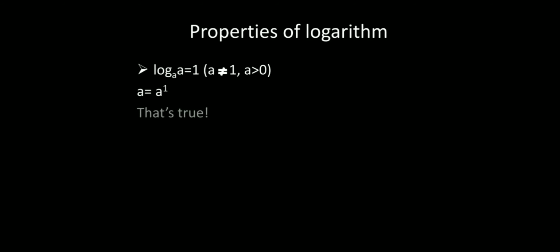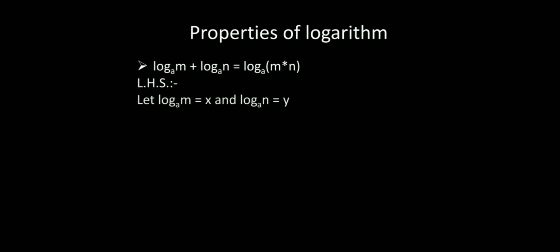Fine. Let's go to the second property, which is also very easy. Log a to the base a is equal to 1, because a is equal to a power 1. We are just converting the log into the form we know, and we are getting the answer or the proof. Moving further, this looks a little difficult, but it is not actually.